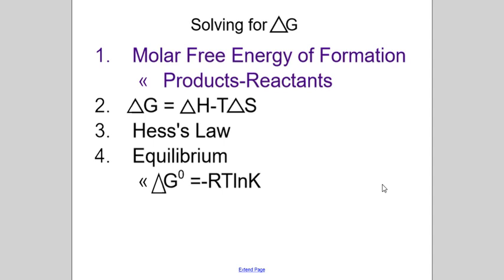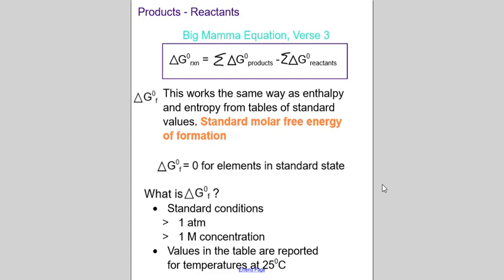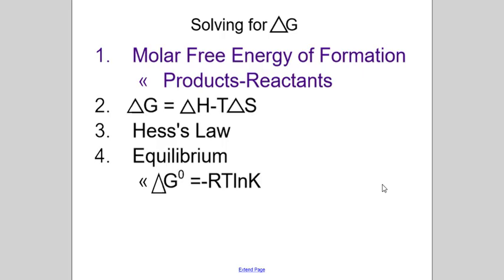Okay, there's 4 different ways to solve these delta G problems. We're going to look at 3 of them in this video. So number 4, equilibrium, is what the next video is on. But we'll look at the first 3. So the very first one is molar free energy. And you'll see there it says product minus reactants. So you've seen something similar to this before.